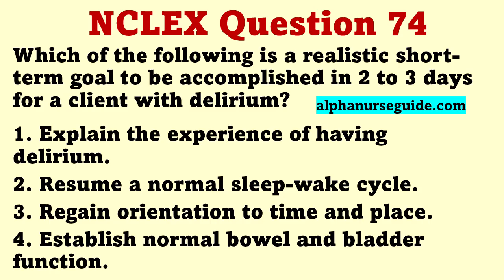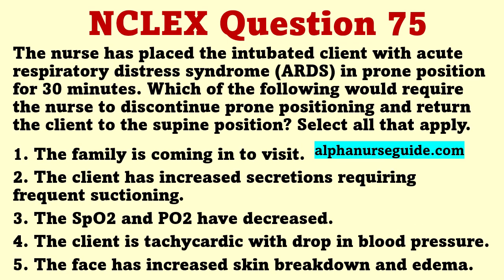The correct answer is 3. In approximately 2 to 3 days, the client should be able to regain orientation and thus become oriented to time and place. The nurse has placed the intubated client with acute respiratory distress syndrome in prone position for 30 minutes. Which of the following would require the nurse to discontinue prone positioning and return the client to the supine position?